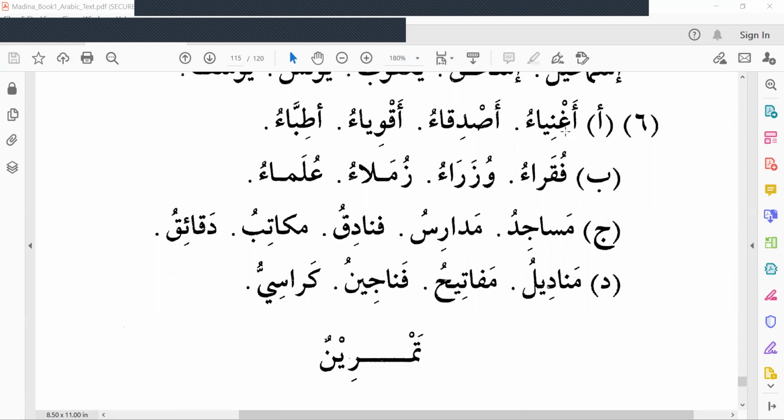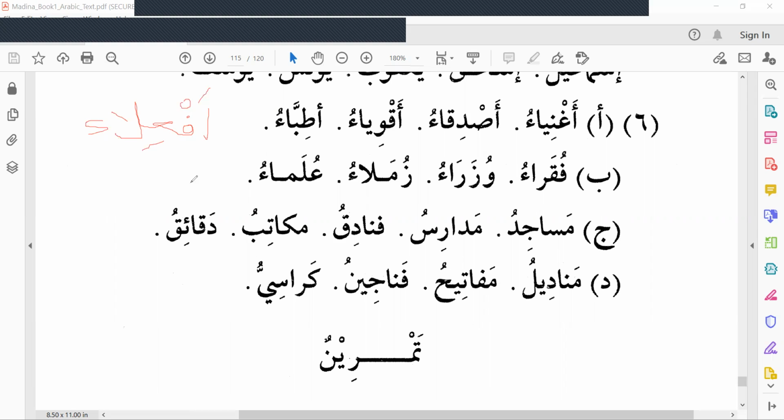Then sixth, there are some patterns of plural that will be considered as al-mamnu min as-sarf. Which pattern? Aghniya'u, the af'ila'u pattern. If you look at the wazn: aghniya'u, rich persons; asdiqa'u, plural of sadiq; aqwiya'u, from qawiyun, strong persons; atibba'u, from tabibun, doctors. So all these are af'ila'u pattern.